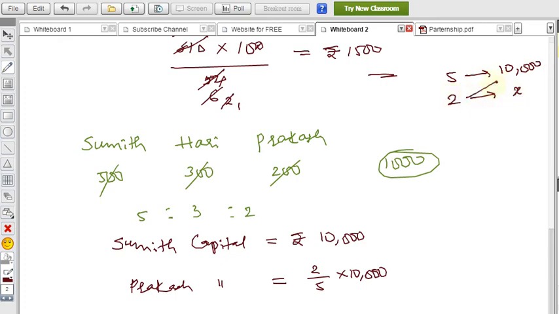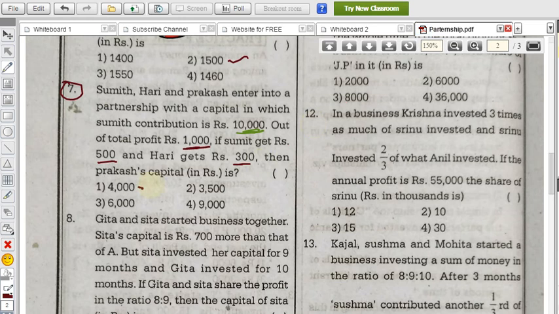X. So 2 into 10,000 by 5, like cross multiplication, I wrote it this way. Now 2 by 5 into 10,000. 5 2000s, 2000 into 2 is 4000. So 4000 is Prakash's capital. If you want Hari's capital, you can take it the same way: 2 into 10,000 by 3.